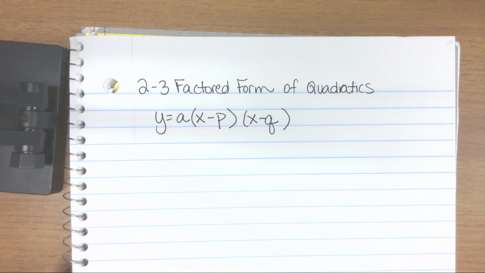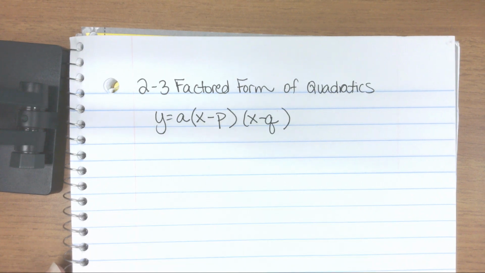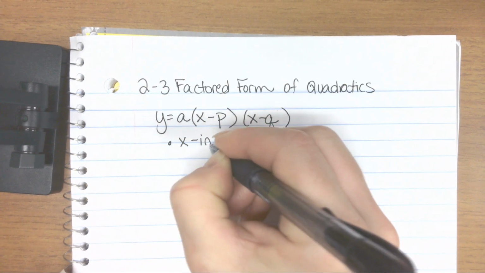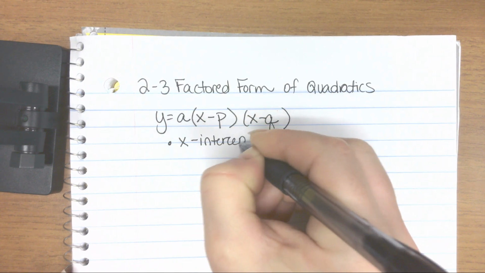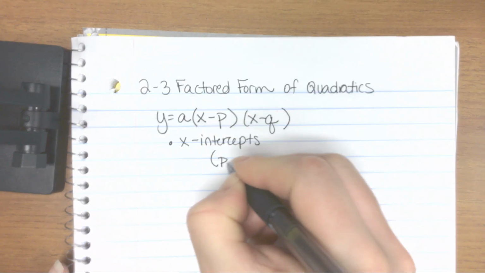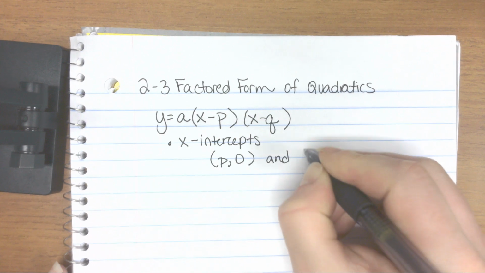And what factored form is going to give us is, once again, x-intercepts. The x-intercepts of this would be p comma 0 and q comma 0.